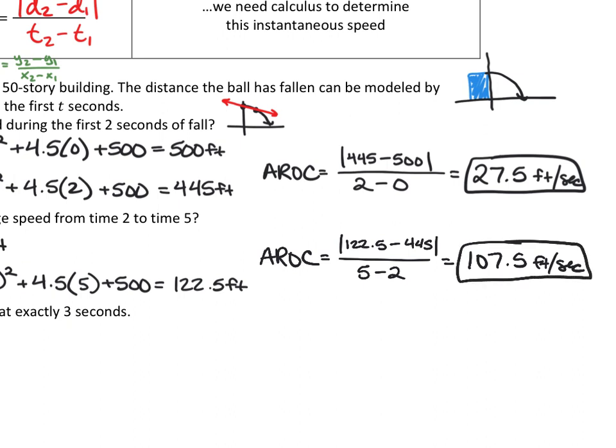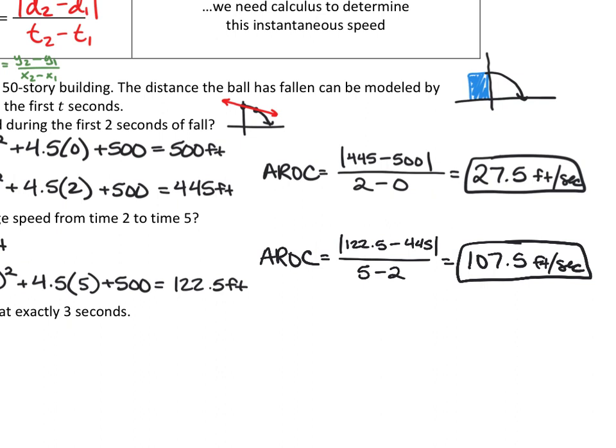Compare the two slopes together. The slope from the first problem is 27.5. The slope from the second problem is 107.5. Which slope is steeper? The second one, yeah. Remember, steepness, if it's like a big number, it's super steep.